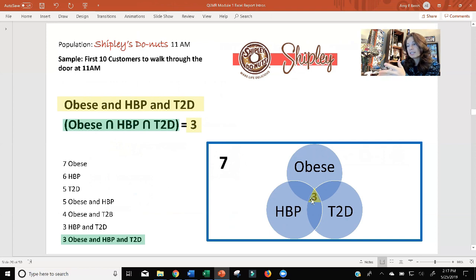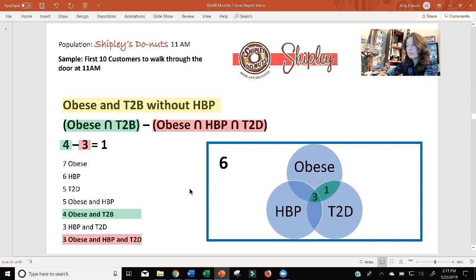Which of these people belonged to multiple subsets? Well, I'm starting all the way down where we had 3 people who had all 3 conditions: obesity, high blood pressure, and type 2 diabetes. So I went ahead and put that 3 right there in the center. The next thing we want to know is who is obese and has type 2 diabetes without high blood pressure.